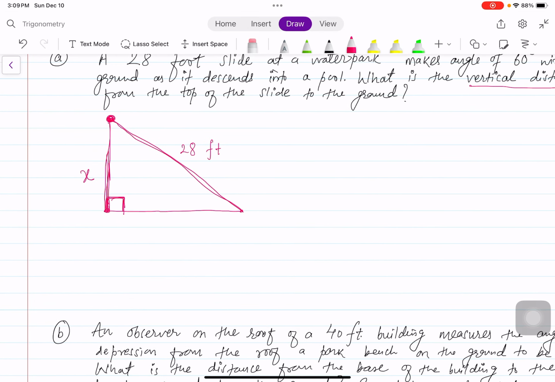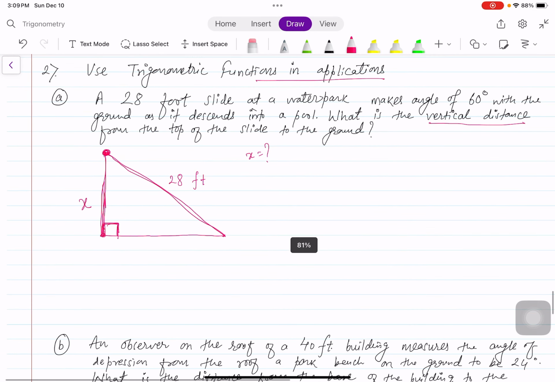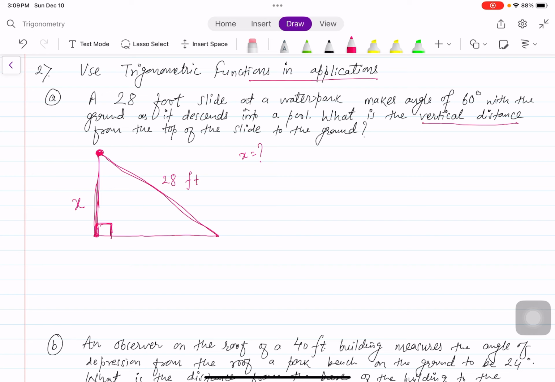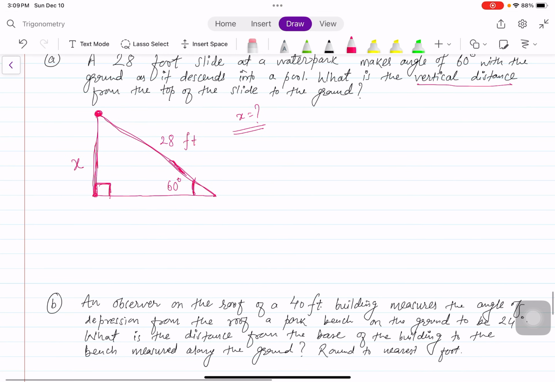So what is this x? The slide makes an angle of 60 degrees with the ground. So this is 60 degrees. How to find this distance? It is very simple. Since we are given a reference angle, x is the opposite side, and this is the hypotenuse, opposite to 90 degrees. So the ratio is opposite side and the hypotenuse. This involves sine.